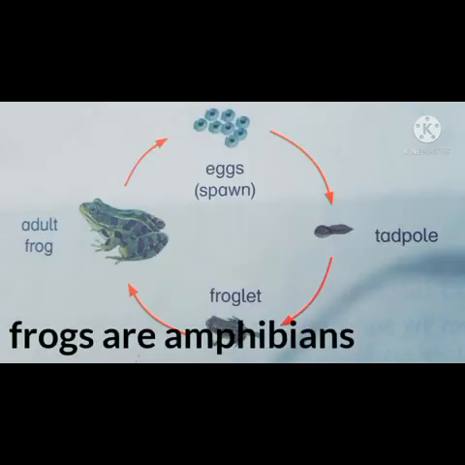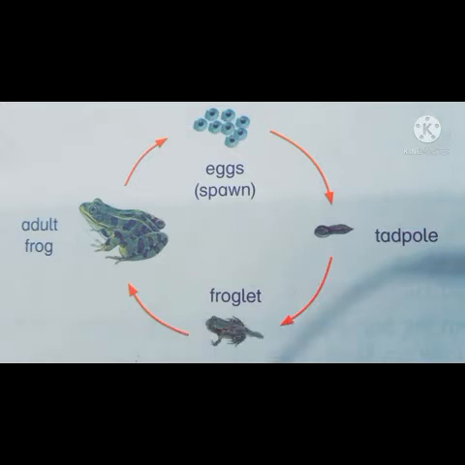Frogs are amphibians. They lay eggs called spawn in water. Tadpoles hatch out of the eggs. The tadpoles grow legs and lose their tail to become frogs.